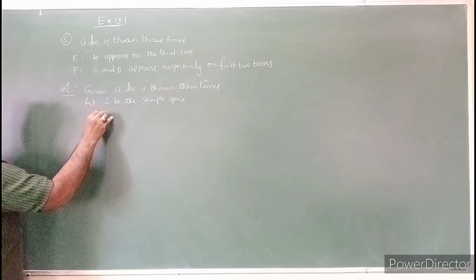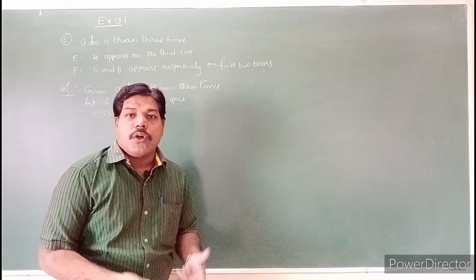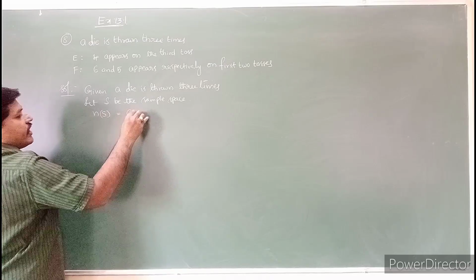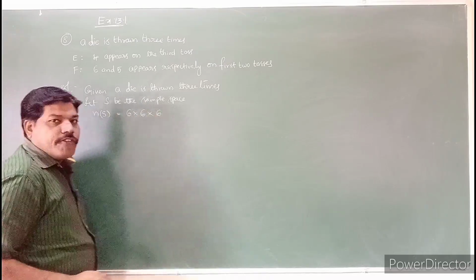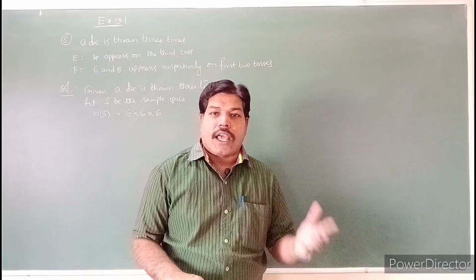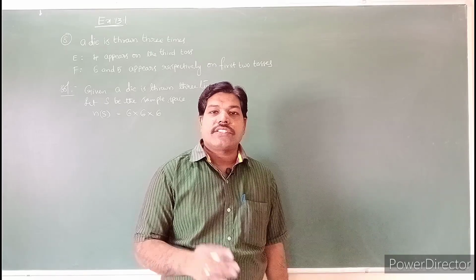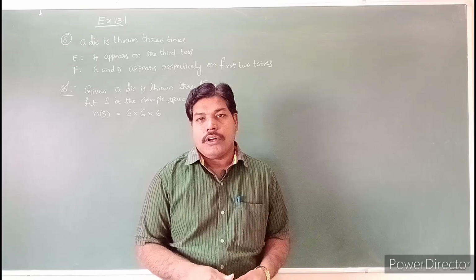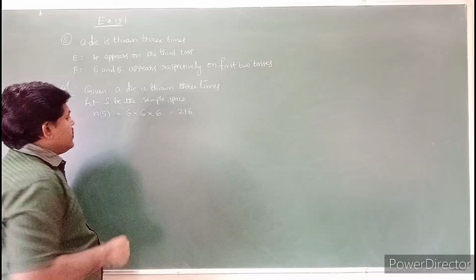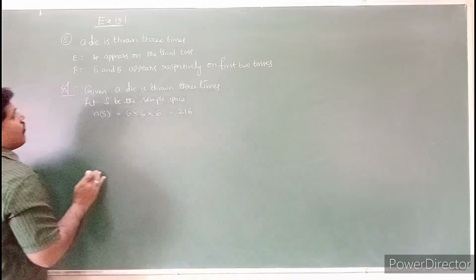Then N of S is equal to, what is N of S? You are rolling the die 3 times, so how many outcomes will you get? 6 into 6 into 6. If you roll a die 1 time, you get 6. If you roll the die 2 times, you get 6 into 6. If you roll the die 3 times, you get 6 into 6 into 6, that is nothing but 6 cube. Are you understanding that? That is 216. So the number of outcomes in the sample space is 216.